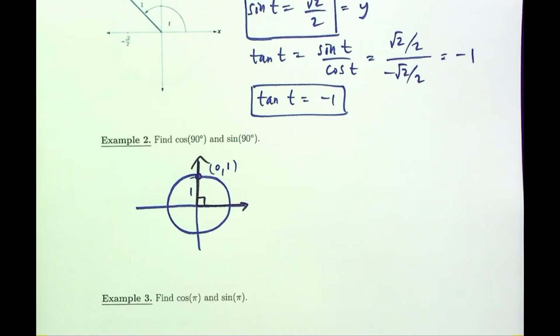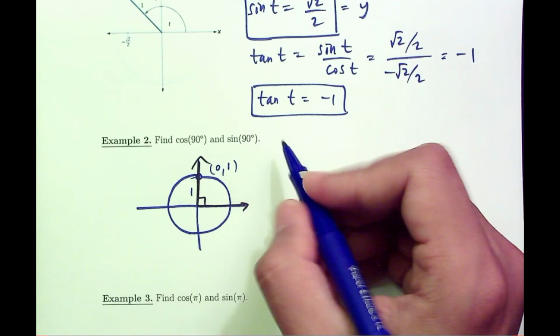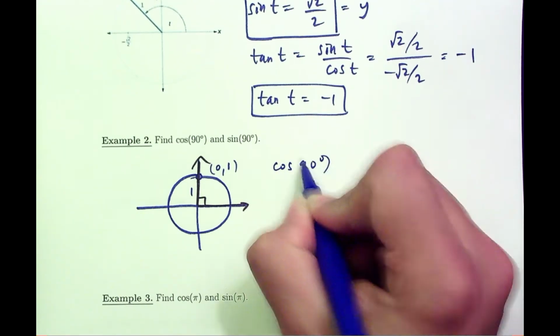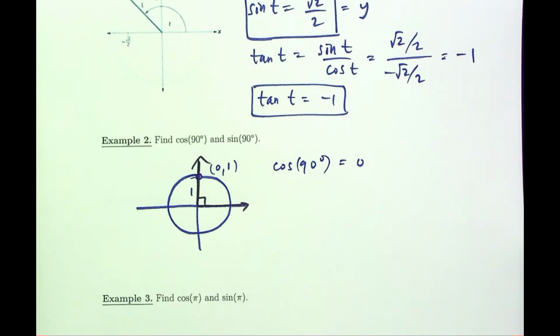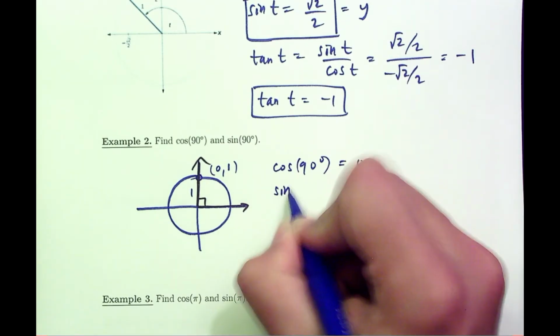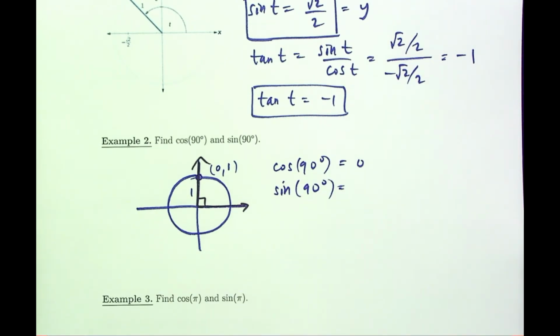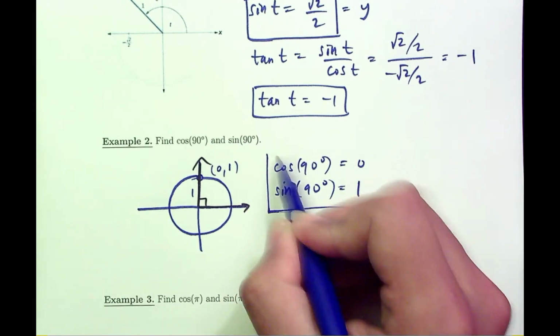It is 0, 1. Now, because that's the point on the unit circle corresponding to that angle of 90 degrees, what does that mean? Well, that means that the cosine of 90 degrees is the x-coordinate, which is 0, and the sine of 90 degrees is the y-coordinate of that point, which is 1. And you can double check this in your calculator, and this is right.